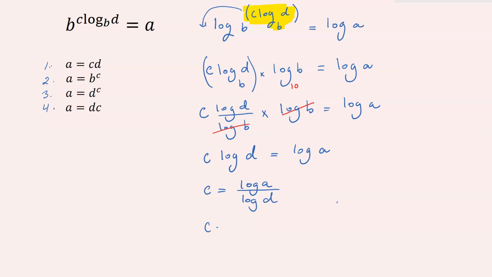And now we are going to rewrite that using the change of base again. So we're going to change it to base d again. When we have it set up like this, it can be rewritten in exponential form, and that is d to the exponent of c is equal to a. Now, which of the four options looks like a equals d to the c? It is 3. Okay.